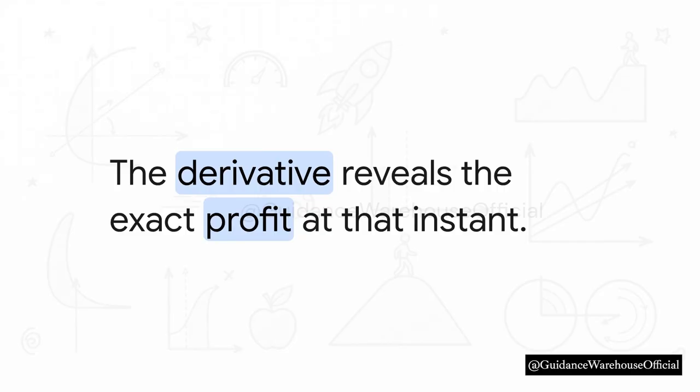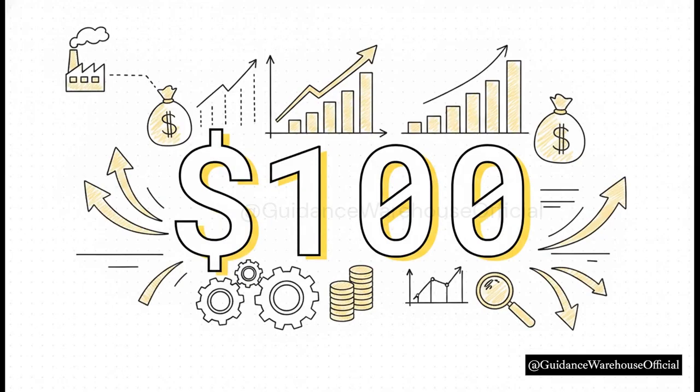Imagine a toy company wants to know exactly how their profits are trending at the precise moment they produce their 10,000th gaming system. They don't want the average profit over the year. They want the profit rate right now. Their total profit is modeled by a specific quadratic function. By taking the derivative of this profit function, using the exact steps we just learned, they can find their instant rate of change. And this brilliantly illustrates the power of calculus.